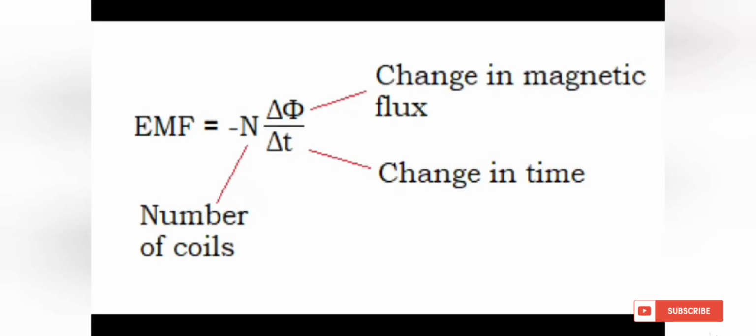Hello, I'm Tyler Bismiago, and today I'll be talking to you about the mathematical formulas we will use in getting the EMF. In getting the EMF, we will use the formula negative n multiplied by delta phi over delta t, n representing the number of coils, phi representing the magnetic flux, and t representing time.